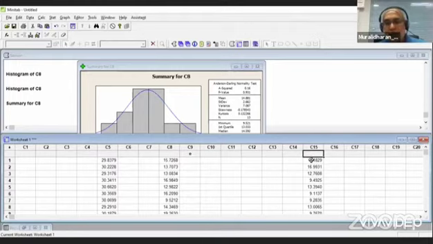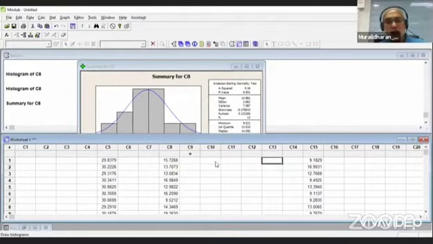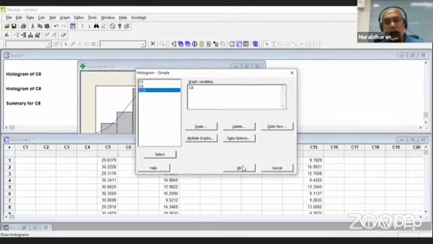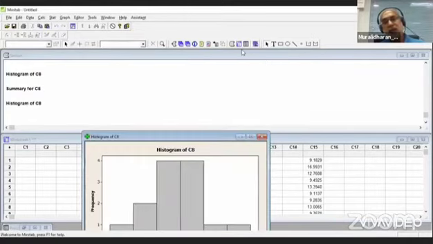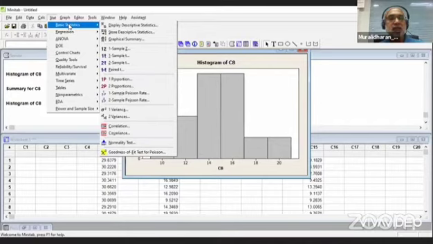Let me draw this graph. So again, go to histogram, and I will take C50. So I have a perfect normal distribution. If you want to execute the other along with the descriptive statistics, it is better.